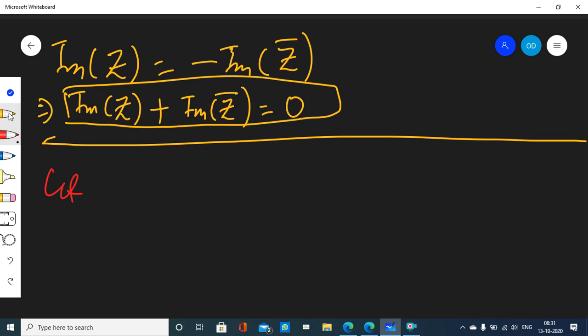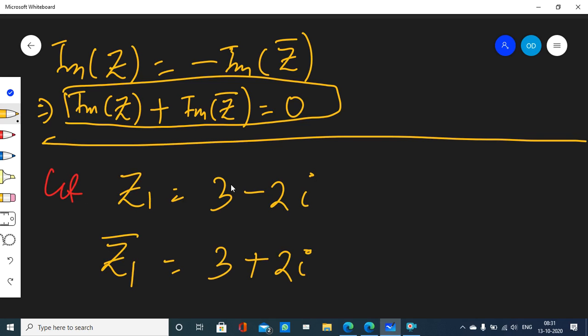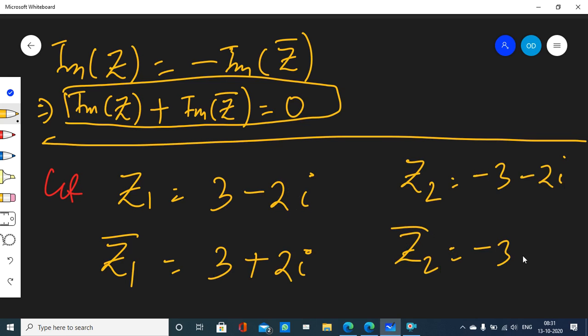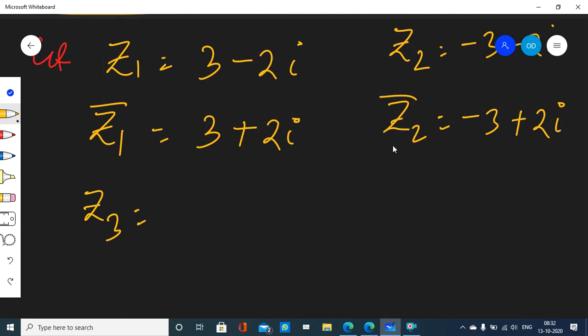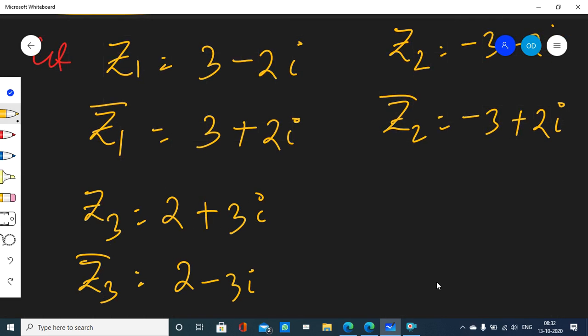So let's say z1 = 3 - 2i. Then what will be the conjugate of z1? 3 + 2i. You just reverse the sign of the imaginary part. The real part remains the same. z2 = -3 - 2i. Then the conjugate of z2 will be -3 + 2i. And suppose z3 = 2 + 3i. Then z3 conjugate is 2 - 3i. All you have to do is reverse the sign of the imaginary part.